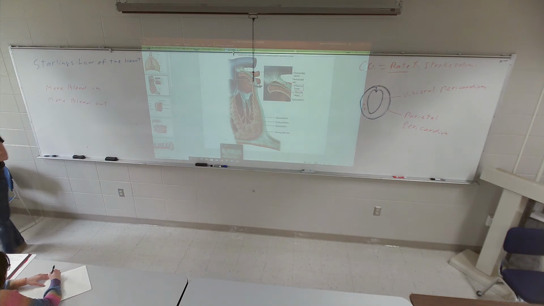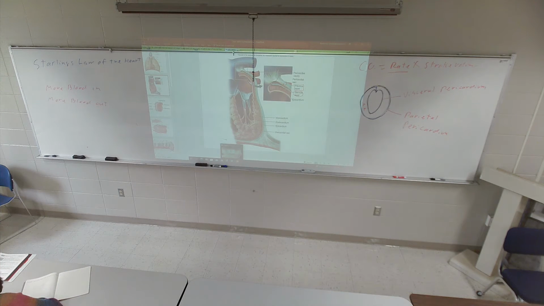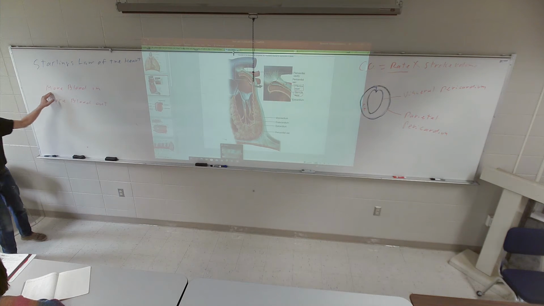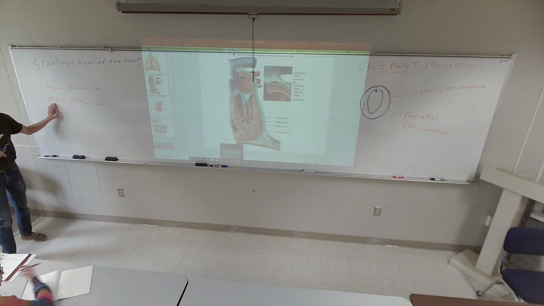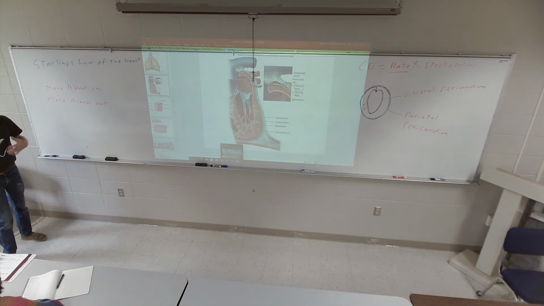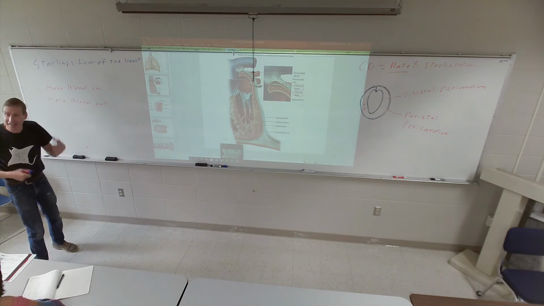Basically what Starling's Law of the Heart says, if you put more blood into the heart, think about it, here's your heart, right? It's got these fibers wrapped around it. If I squeeze more blood in there, I'm going to stretch it a little bit more, right? So when the heart contracts, guess what? It contracts with more force. Basically, if more blood flows into the heart, when the heart contracts, it's going to eject more. It will contract with more force. It's because of that length tension.